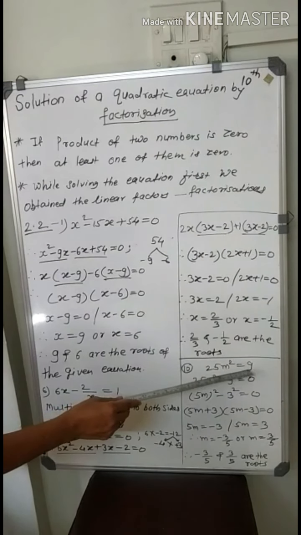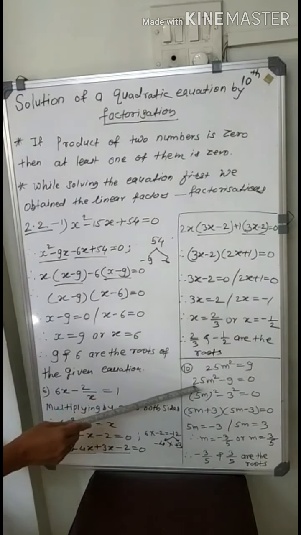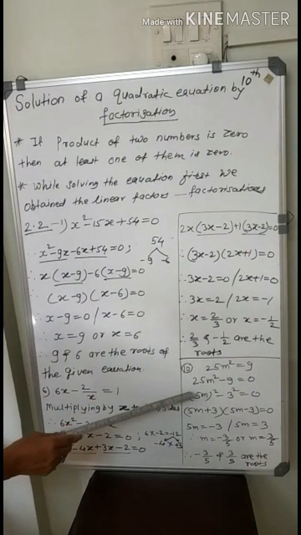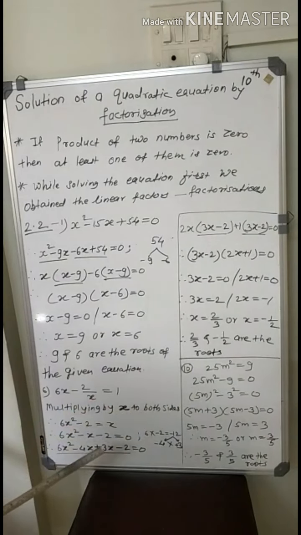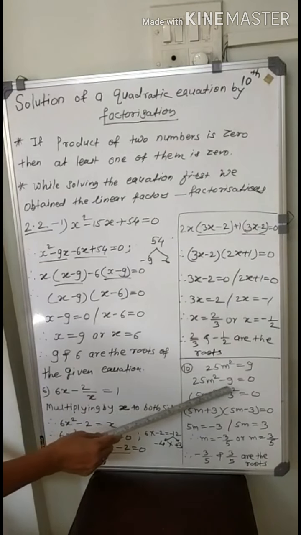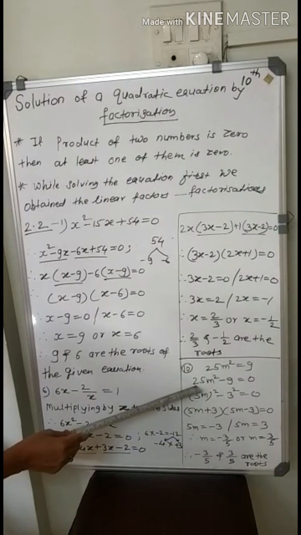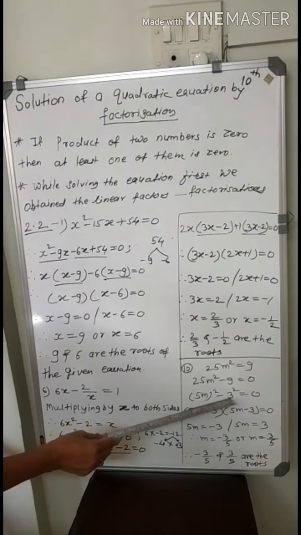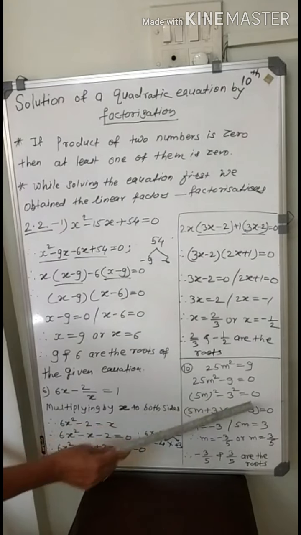9 right side ला त्याला left ला घेऊया. 25m square minus 9 equal to 0. So here is the expansion formula a square minus b square. So a square means 5m. 25m square कशाचा square आहे तर 5m. So I write here 5m bracket square minus 9 is square of 3. So 3 square equal to 0.